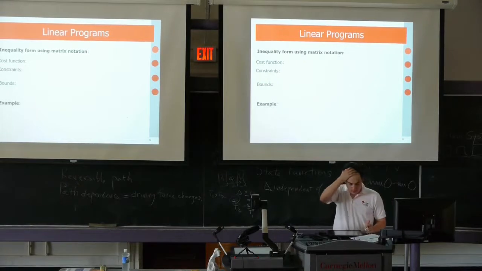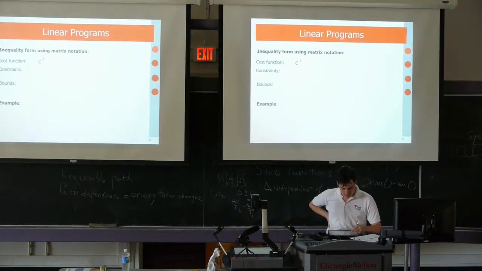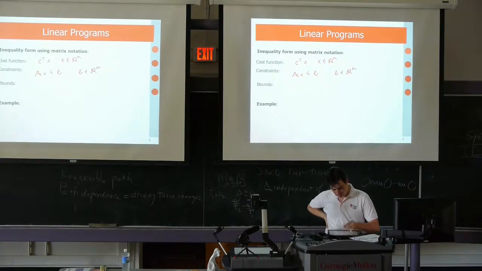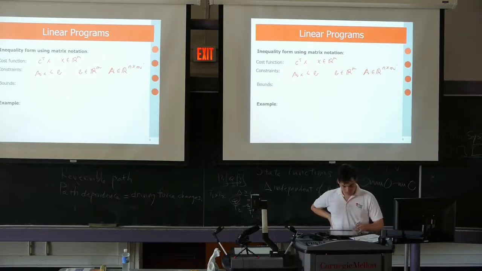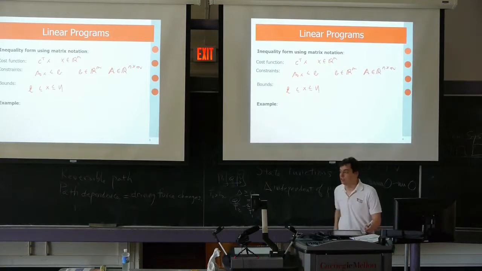Okay, I can write the previous problem using matrix and vector notations too, right? And then in that case, the cost function is just c transpose x, where x is in the n-dimensional Euclidean space. And the constraints, I can just write with matrix notation like this, that Ax is less or equal than b, where b is a vector, and A is a matrix. And you can think of vector L and vector U as well, where they are in the n-dimensional Euclidean space.